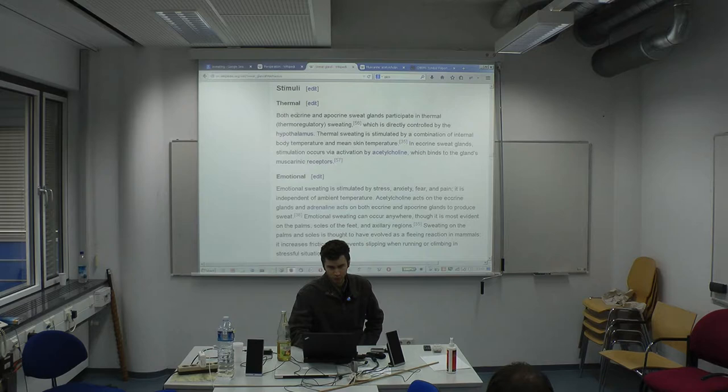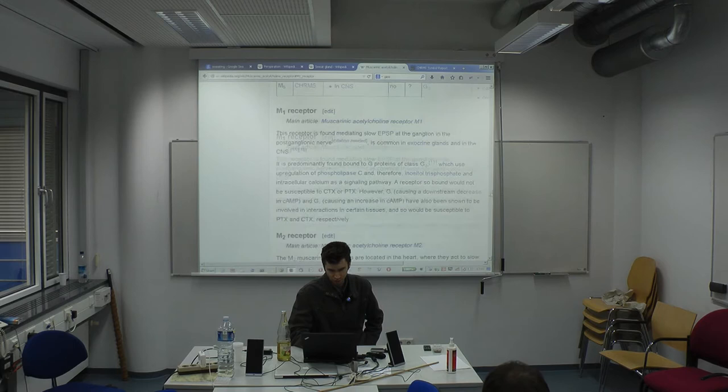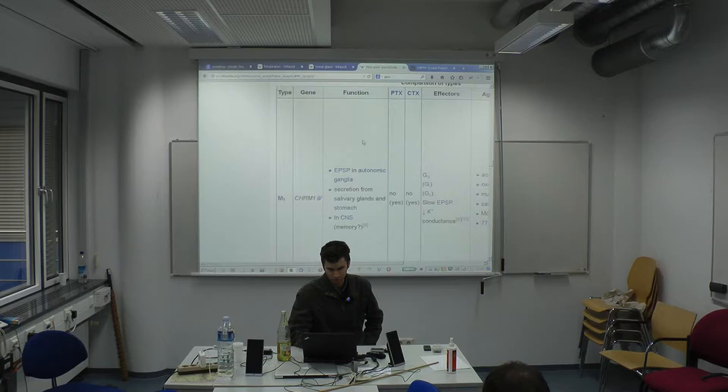So there are two types of sweat glands, eccrine and apocrine. In eccrine sweat glands, stimulation occurs via activation by acetylcholine, which binds to the gland's muscarinic receptors. So muscarinic receptors, this sounds like a protein, and in fact it is. There are five types of muscarinic receptors. The one that we are interested in is this one here, M1. The corresponding gene is CHRM1.